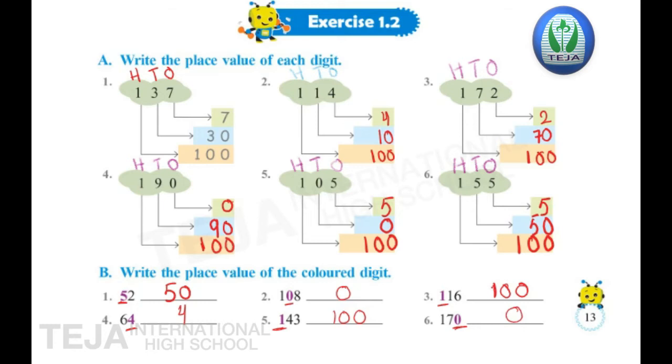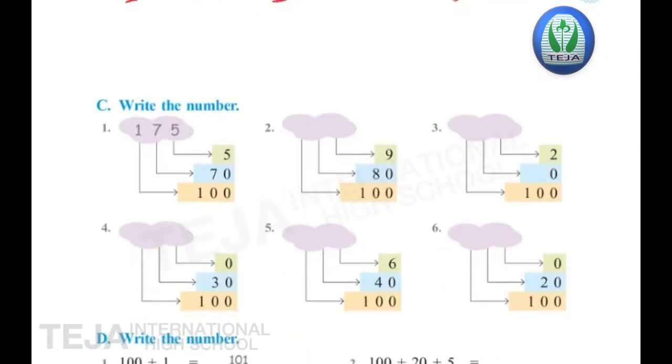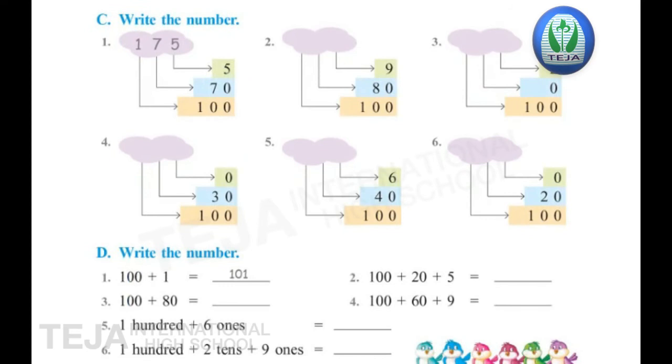Next bit C, write the number. Here the place values are given. You have to write the number. Okay, children, the first one is done for us. Here 5 is in ones place, 7 is in tens place and 1 is in hundreds place. So the number is 175. Okay. Now second one.